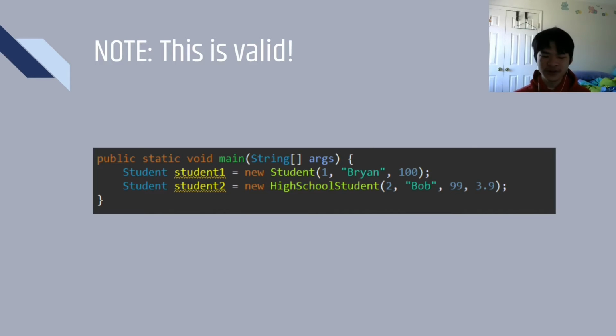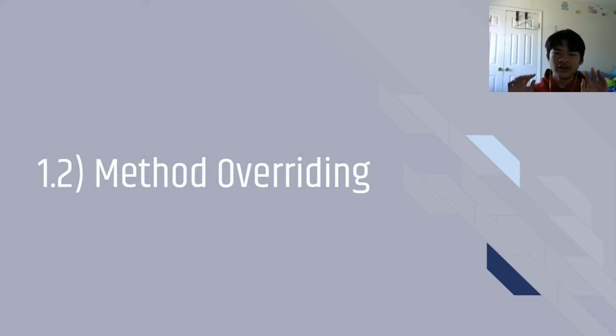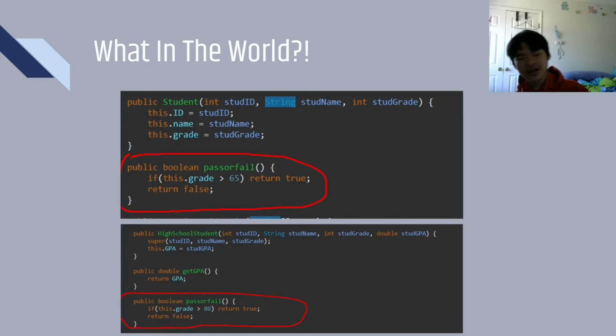And now we're going to actually get into method overriding. Now, this is kind of cool, in my opinion. It is very cool. So what in the world is this? Well, let's take a look. We have student, and we have the method pass or fail. And if this.grade, remember this keyword, so if this instance's grade is greater than 65, then return true, or otherwise return false.